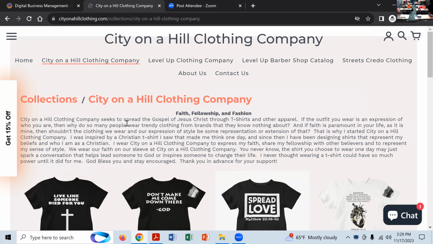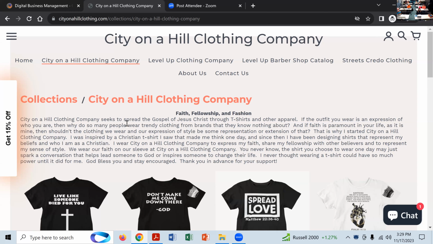Then he says, City on a Hill Company seeks to spread the gospel of Jesus Christ through t-shirts and other apparel. I know what his mission is. If the outfit you wear is an expression of who you are, then why do so many people wear trendy clothing from brands they don't know anything about? If faith is paramount in your life, as it is mine, then shouldn't the clothing we wear and our expression of style be a representation or extension of that? That's why I started City on a Hill Clothing Company.